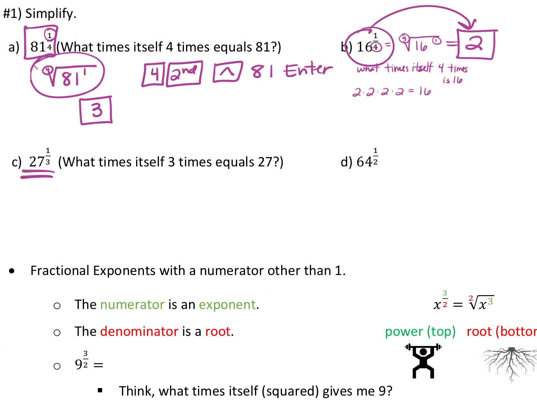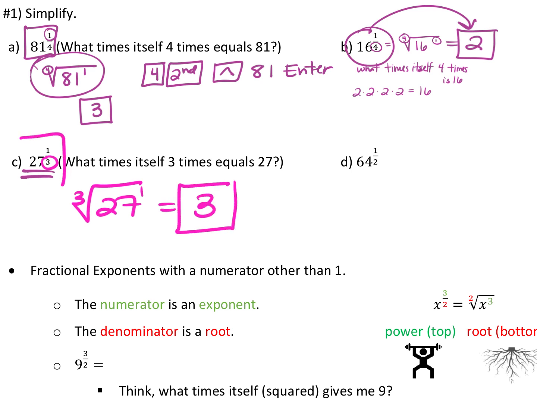Okay, so then look at this one. 27 to the 1/3 power is saying what times itself 3 times. If you were going to rewrite this in radical form, would this be a square root, a cube root, a 4th root? What would it be? Remember, your root is the bottom number. It's a cube root, right? The cube root of 27 to the 1st power. What is the cube root of 27? 3. What times itself 3 times gets you 27? That's 3. Okay, so 27 to the 1/3 power is 3. You with me, gentlemen? Got that?